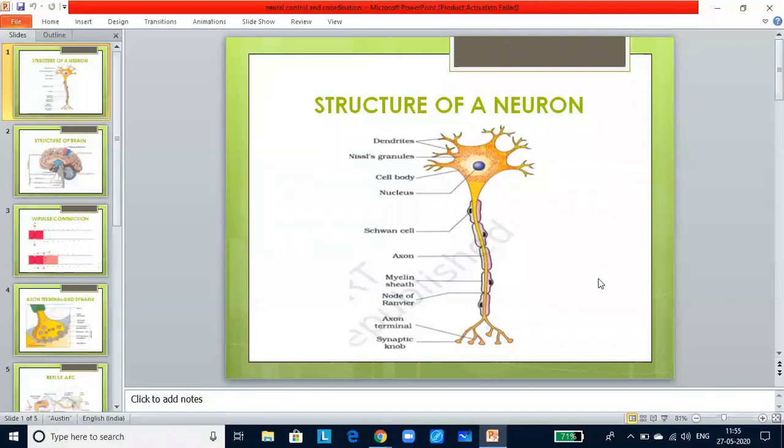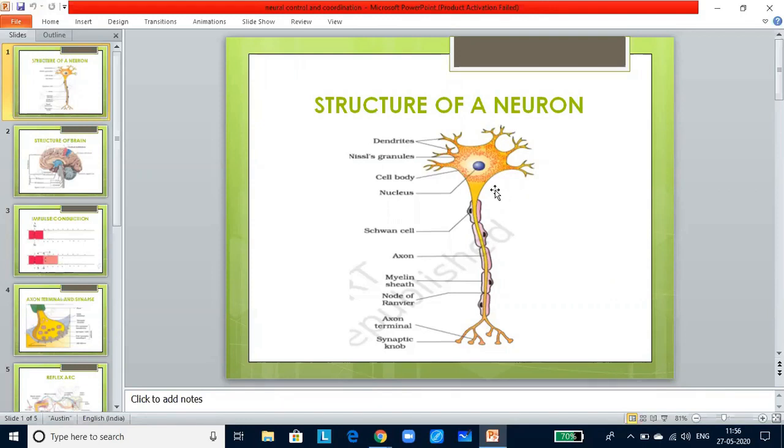Dendrites are the cytoplasmic processes from the cell body. Cell body is also called the cyton or the soma. It contains cytoplasm with typical cell organelles and certain granules called Nissl's granules. Axon is a single long extension of cell body and it is protected by neurolemma. So neurolemma is the plasma membrane like structure surrounding the neuron.